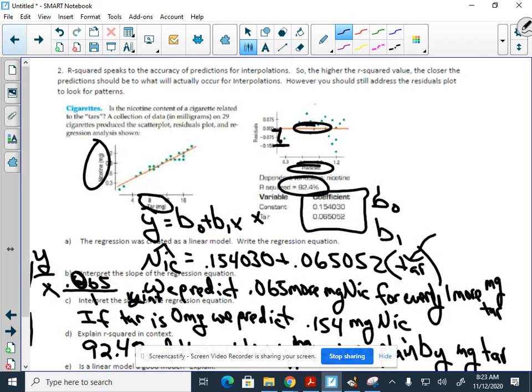And you might say, what do you mean too high? Well, the prediction is always the line, and this is what actually happened. What actually happened is lower than what was predicted.